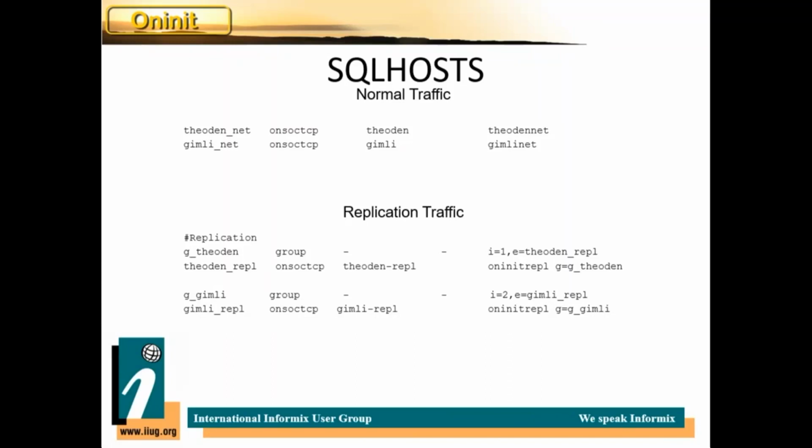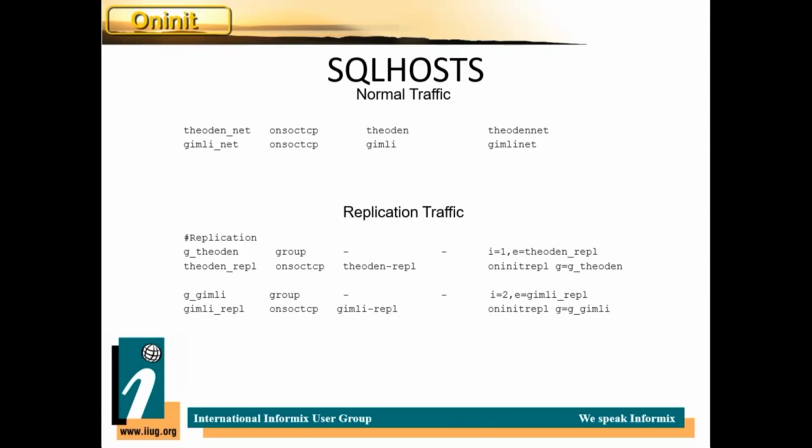The way we do this, we create what we call a group, and this is G_Theoden. That tells the system that we have a group of servers, or to treat it as a group. The syntax is fairly straightforward. The second line, Theoden REPL, is just a standard Informix SQL host line with a comment at the end, G_Theoden. It tells us what group that's in.